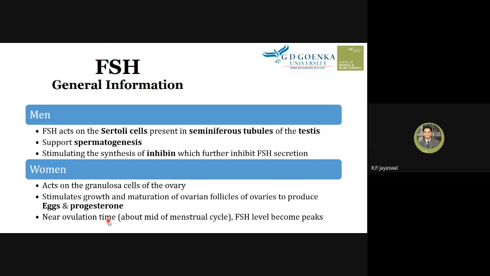Near ovulation time, when the ovum is released, about the middle of the menstrual cycle, nearby the 14th day, where ovulation takes place, at that time the FSH level becomes peak, at the highest level.